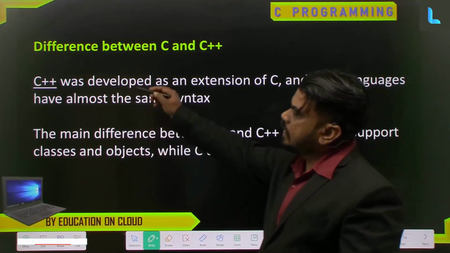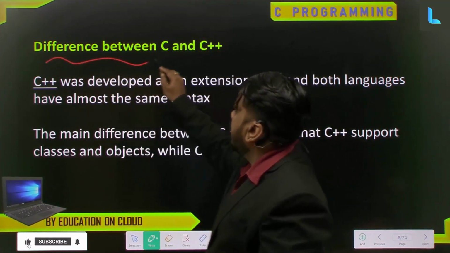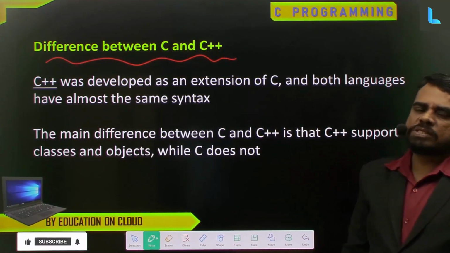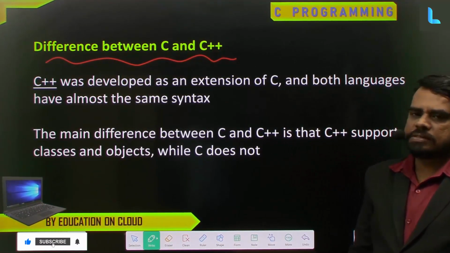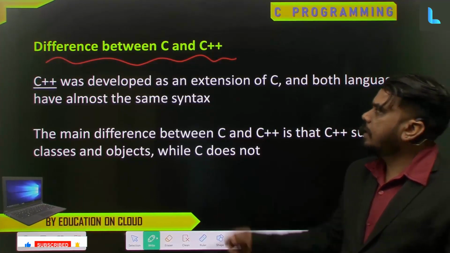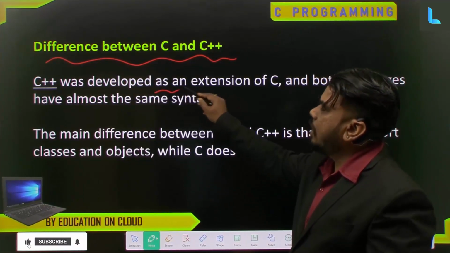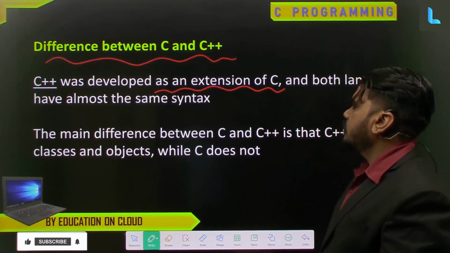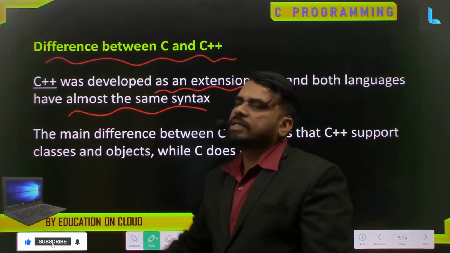So now let us discuss the difference between the C language and the C++ language. C++ was actually developed after the C language. It was developed as an extension of C. That is, most of the syntax is the same, but there is a difference.